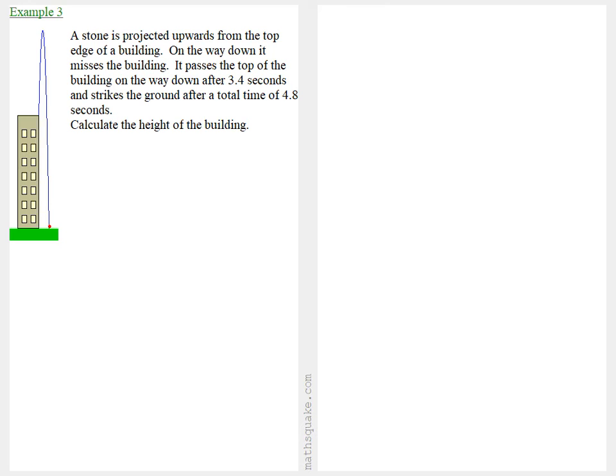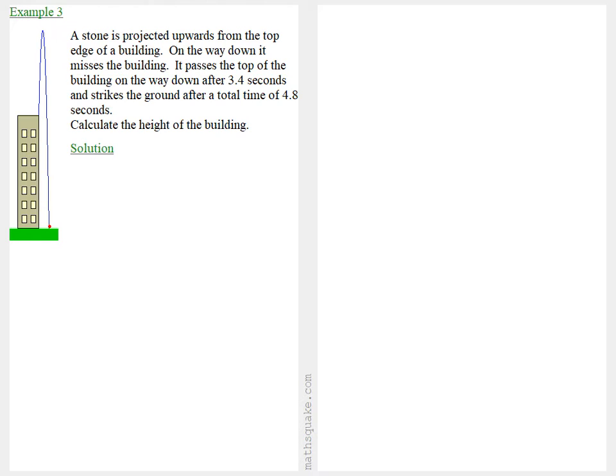Example 3. A stone is projected upwards from the top edge of a building. On the way down it misses the building. It passes the top of the building on the way down after 3.4 seconds and strikes the ground after a total time of 4.8 seconds. Calculate the height of the building.